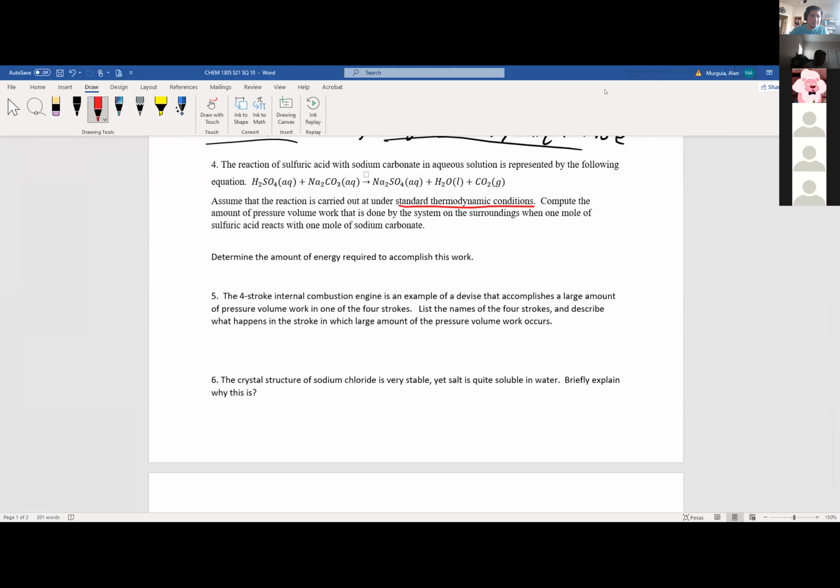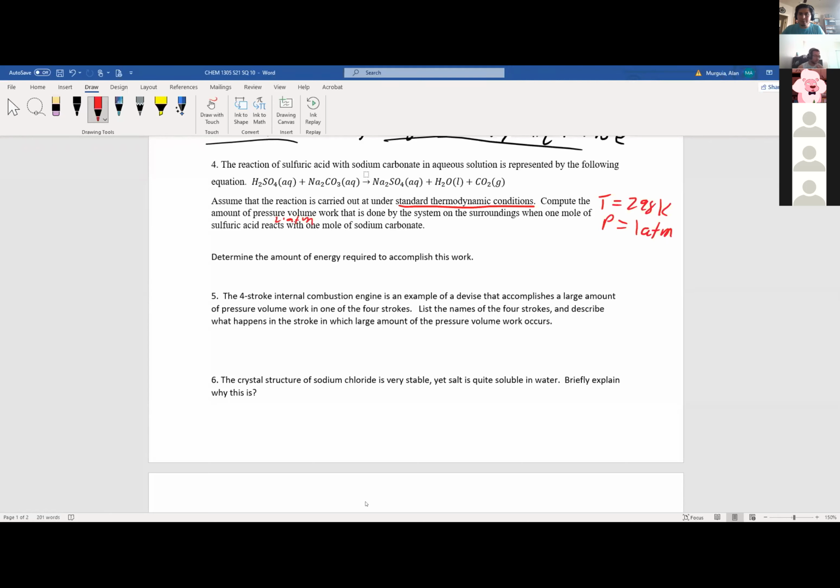So we have a pressure and a temperature. The temperature for standard thermodynamic conditions is equal to 298 Kelvin, where pressure is 1 atmosphere. So we have two values already there. And right here, it's asking us to look for the amount of pressure-volume work. So it's your liters times atmospheres, atm. So we're looking for work.